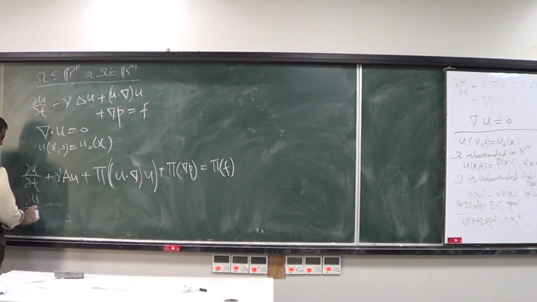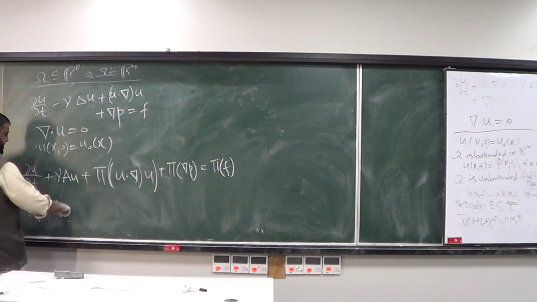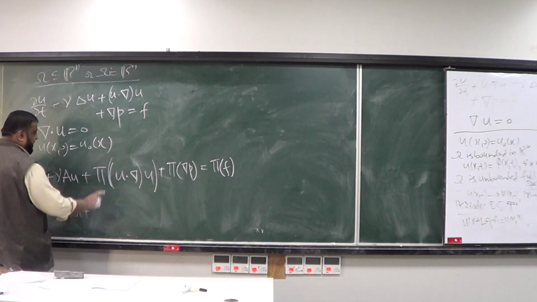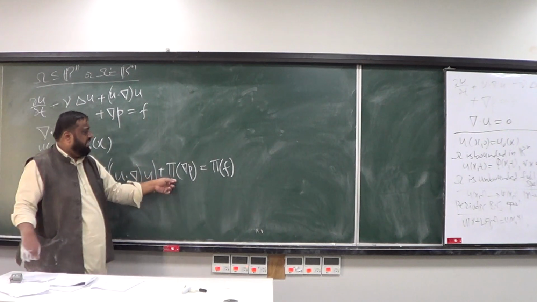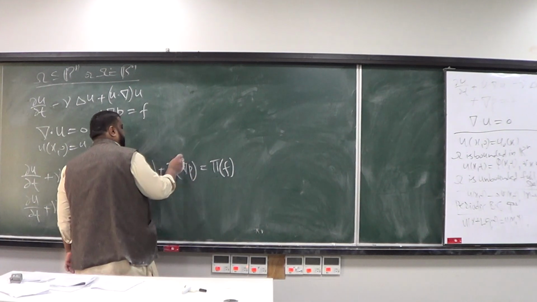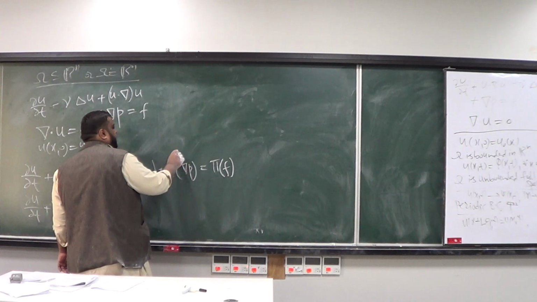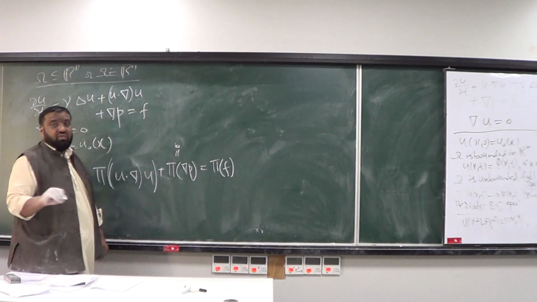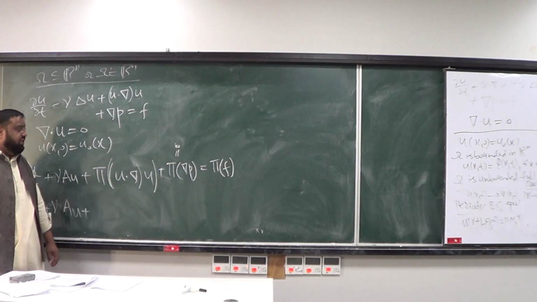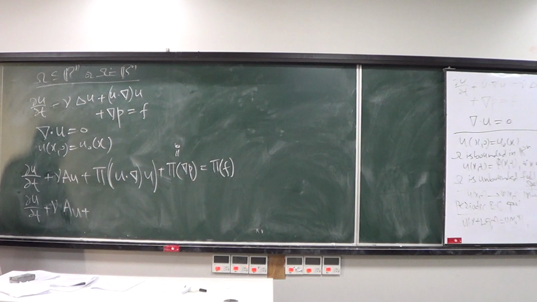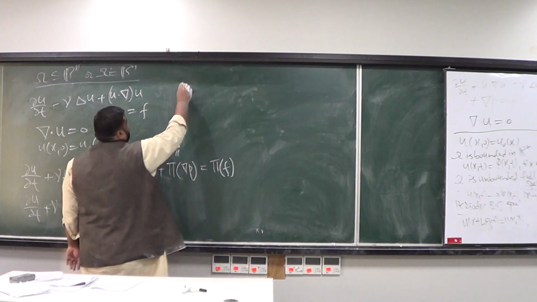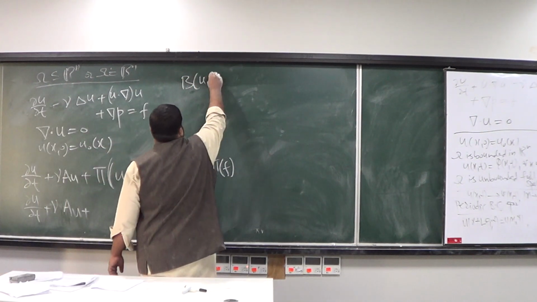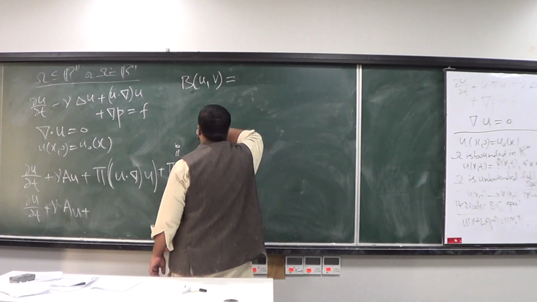Now partial u by partial t plus nu Au plus the projection of u dot del u, plus the projection of the gradient of p, and the projection of f. The projection of this gradient of p is obviously going to be 0 by the properties of the Leray-Helmholtz projection operator. Okay, so if I now define, say, a map B(u, v), I'm going to identify it actually.